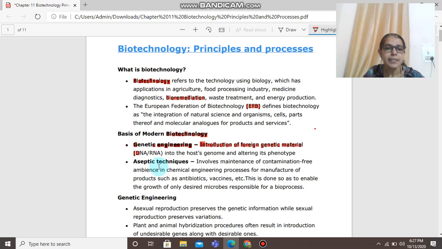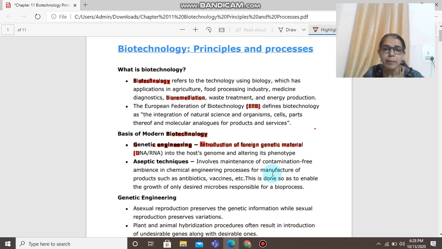Second thing, aseptic technique. If we have altered the DNA, or you can say the RNA, of the particular host, it's not necessarily the case that it will result in the alteration of its phenotype. Further, we need aseptic technique. Aseptic technique means contamination-free conditions. If you have altered the genetic material, we will further need contamination-free conditions so that the alteration which we have done can show its effect, right?